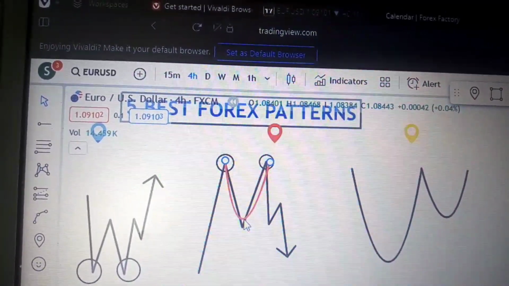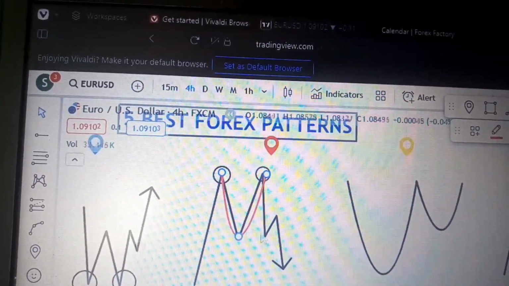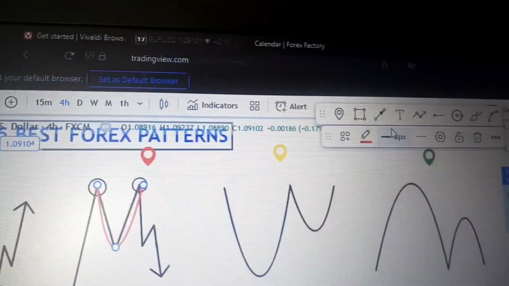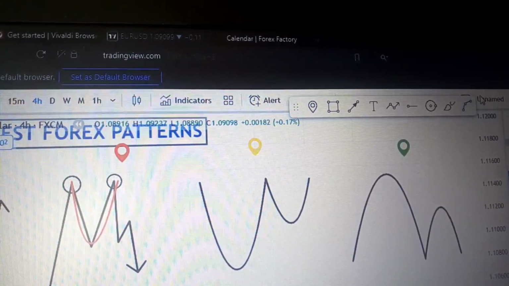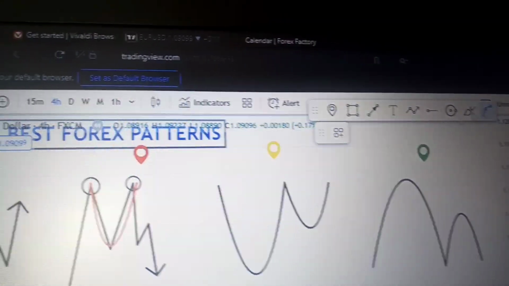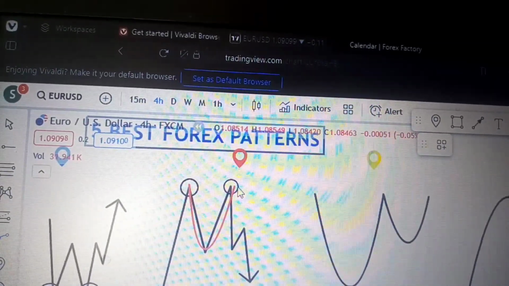Shooting with the phone is quite hard. This is the cup, and this should be the handle.